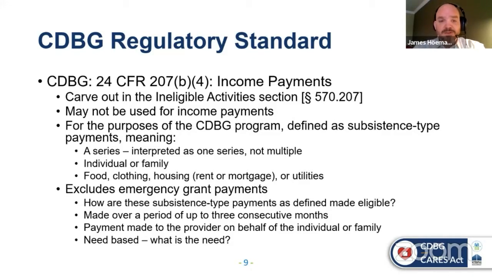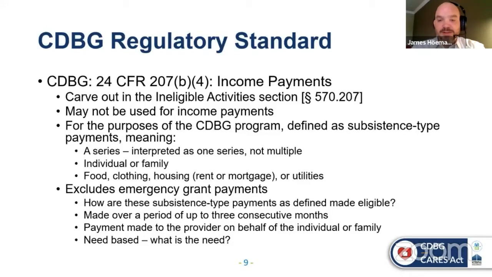Now, the reg continues on by saying that it excludes emergency grant payments. So in other words, subsistence type payments is still not something that is acceptable, but emergency grant payments are. So the regulation does give us how you can implement that series of payments to an individual or family for any of those 4 items by saying that it can be a series of up to 3 consecutive months. So that's the boundary then that's placed on it. That's what makes it not a rental assistance program or income payments. There's a time limit on that.